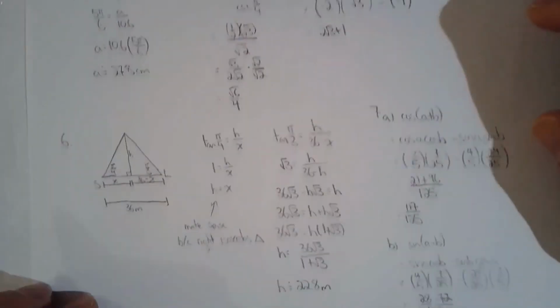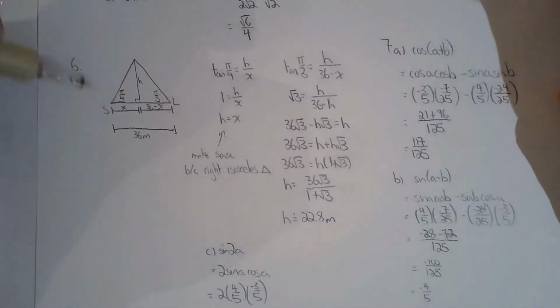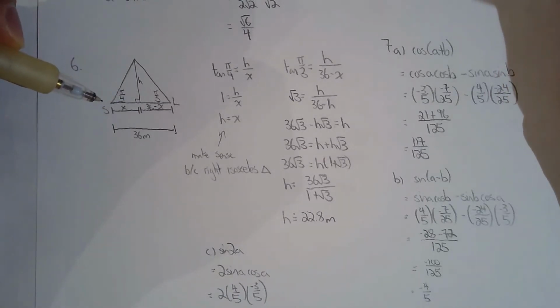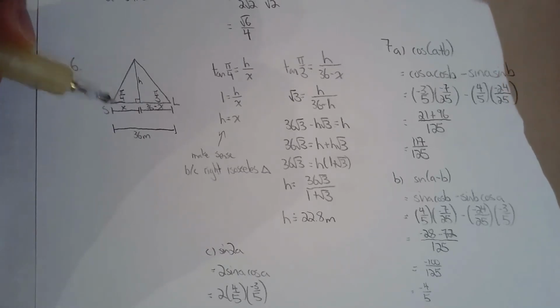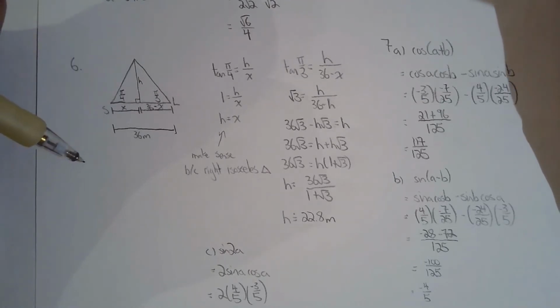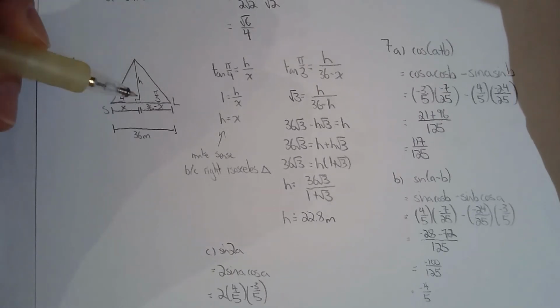Number 6 was, I believe, my favorite question on the handout. So we have Sherry and Leo, and they're looking at a hot air balloon. Sherry's angle of elevation is pi over 4, and the angle of elevation for Leo is pi over 3. And they asked me to find the height here.